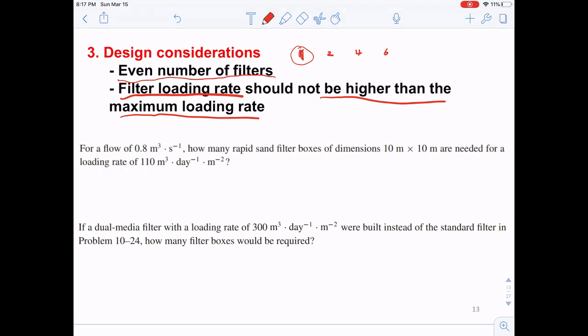So we can go through one of the examples here. Let's say that we're designing a rapid sand filter here, and it has a flow rate of 0.8 meter cube per second.